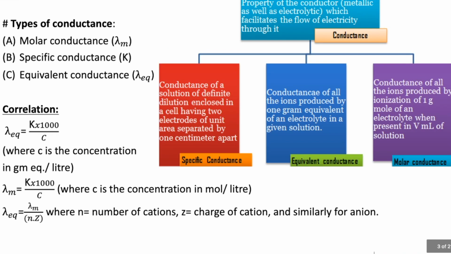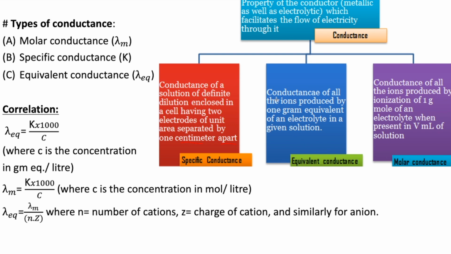There are 3 types of conductance majorly. One is called molar conductance, another is specific conductance, and one more is called equivalent conductance. Now, the specific conductance is the conductance of the solution of definite dilution enclosed in the cell having 2 electrodes of unit area separated by 1 centimeter apart. So those are the specific things which have been made for the cell, and that's why the conductance which you get from there is called specific conductance.